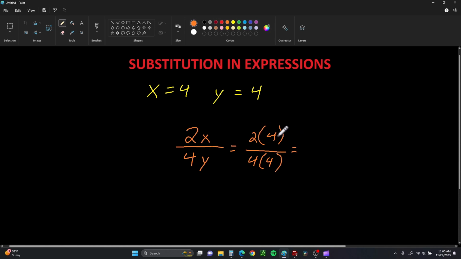Next thing I'm going to do is 2 times 4 is 8. And then I have 4 times 4 is 16. And this reduces. 8 goes into itself once, and 8 goes into 16 2 times. So this answer is 1/2.